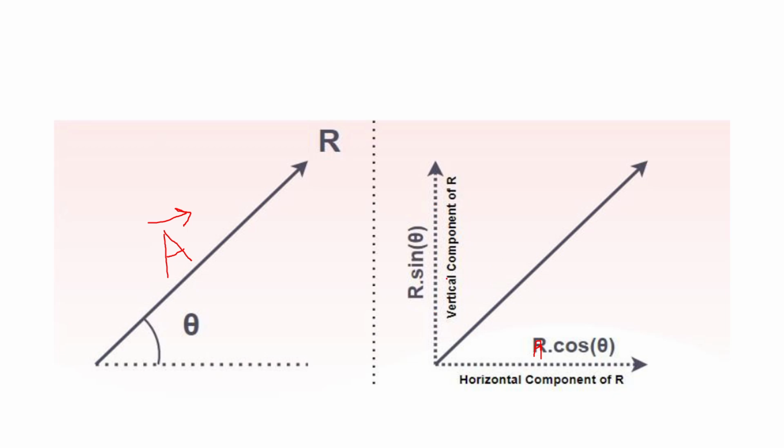So this is about resolving a single vector into two pieces, the vertical piece and the horizontal piece. The horizontal piece is represented as A cos theta, and the vertical component will be A sin theta. Here we have r because the vector is called r in this example. This was about the resolution of a vector.